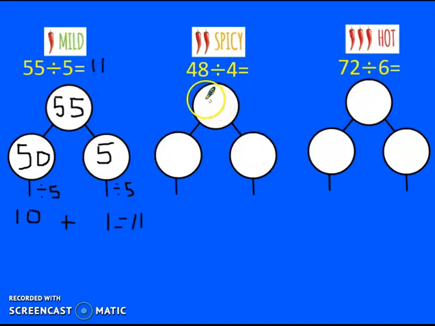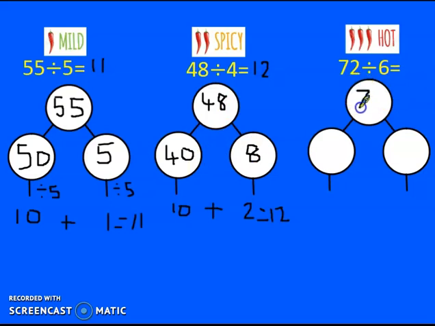Let's look at the next one. We've got 48 as our whole, and we are dividing it by 4. So how can we partition 48? Put our 40 over here, put our 8 over here. So 40 divided by 4 equals 10. Again, we know because 10 times 4 equals 40. How many 4s go into 8? Let's see. 4, 8, 2. So we can add those two numbers together. So 10 add 2 equals 12. And that is our answer. 48 divided by 4 equals 12.